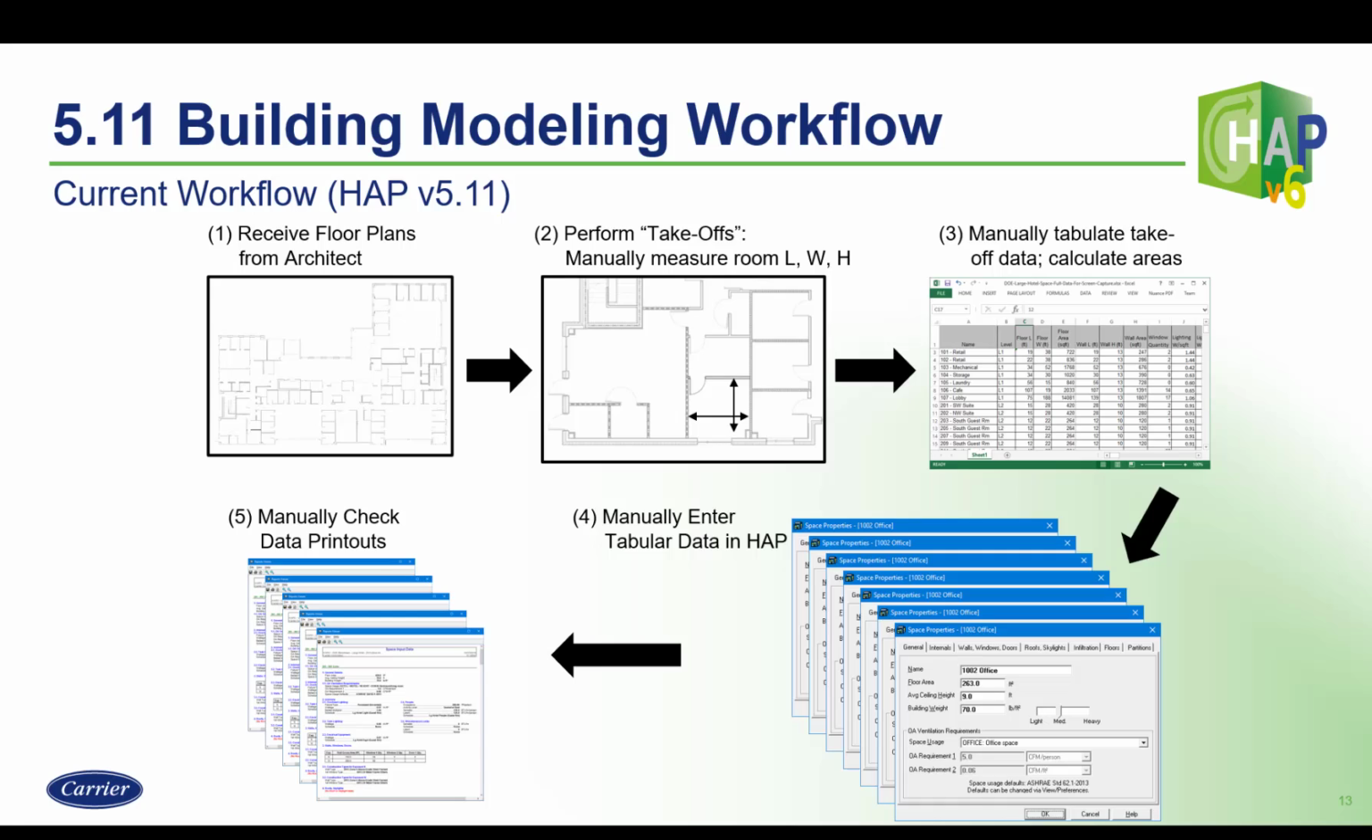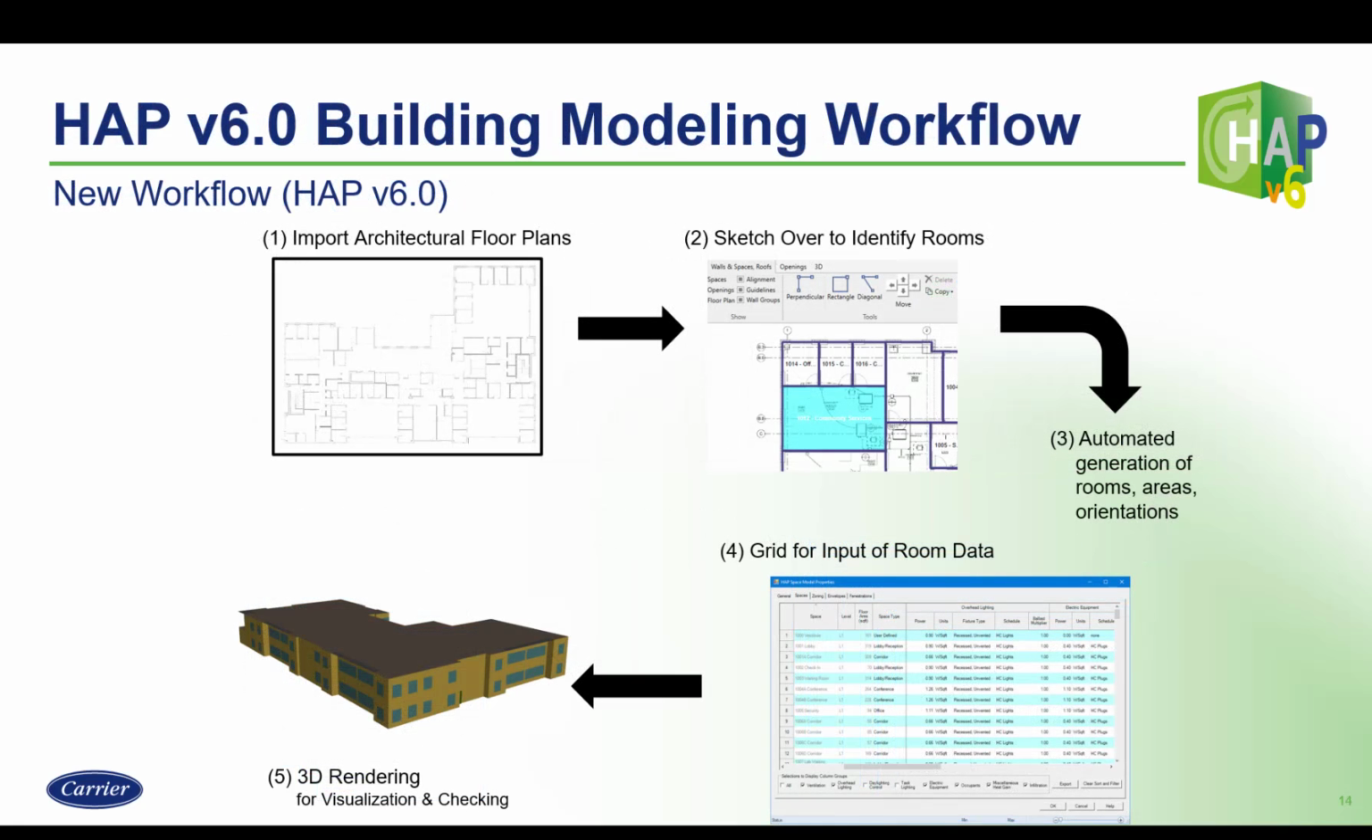At this point, let's contrast this tabular approach of space creation in existing HAP 5.11 and earlier versions with how HAP version 6 will accomplish it. The new HAP version 6 building workflow, as shown here, also has 5 steps. Number 1, import architectural floor plans. Number 2, sketch over to create spaces.